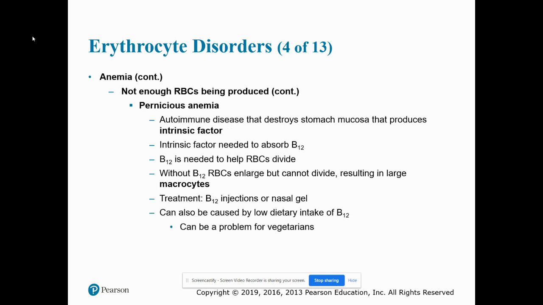There's pernicious anemia. This is an autoimmune disease that destroys the stomach mucosa that produces something called intrinsic factor. Intrinsic factor is necessary for the absorption of vitamin B12. And if you remember from the last talk, vitamin B12 is necessary to help the red blood cells divide. Without B12, the red blood cells actually just get bigger, but they cannot divide, and it results in something called macrocytes. Treatment is going to be vitamin B12 injections or nasal gel. It can also be caused by low dietary intake of B12, and this can be a problem for vegetarians.